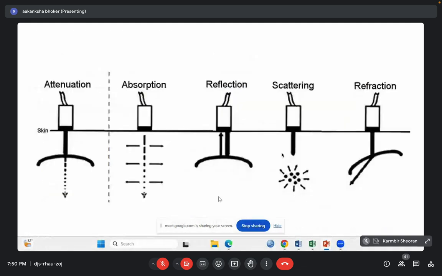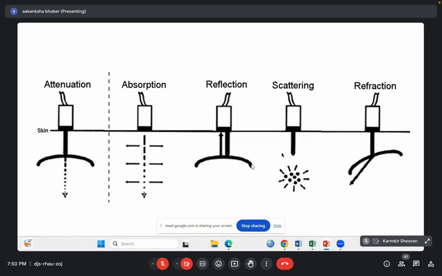So this is a pictorial representation. Here we can see this is absorption. Sound wave was coming, it was having some higher energy. As it was going deeper, some of the energy was being absorbed, and now the energy of the beam is getting reduced while it is moving deeper. So this is absorption. In reflection, as I told, there will be a difference in acoustic impedance.